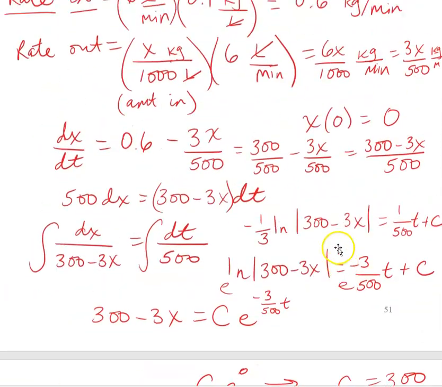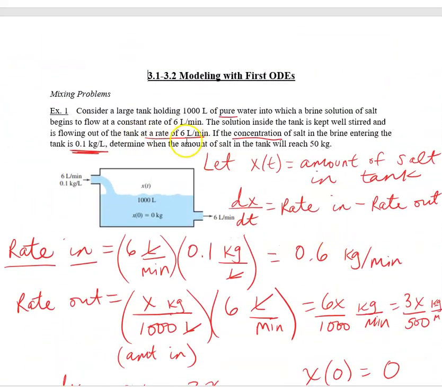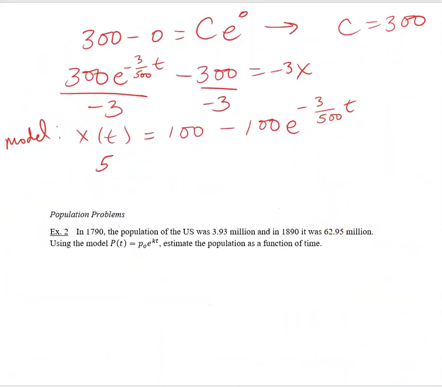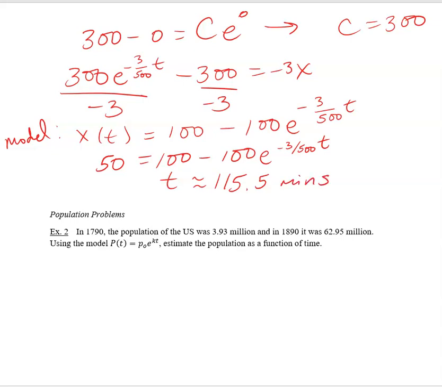Now they did ask us to determine when, so the time when the salt will reach 50 kilograms. So what we're going to do is just set this equal to 50, and I'm going to leave it to you to solve this equation. You don't need to watch me do the algebra here, but I will say that if you do solve this, you should pause the video and practice it. Make sure you understand it. You should get 115.5 minutes. So after about 115 minutes, we're going to be at 50 kilograms of salt in the tank.